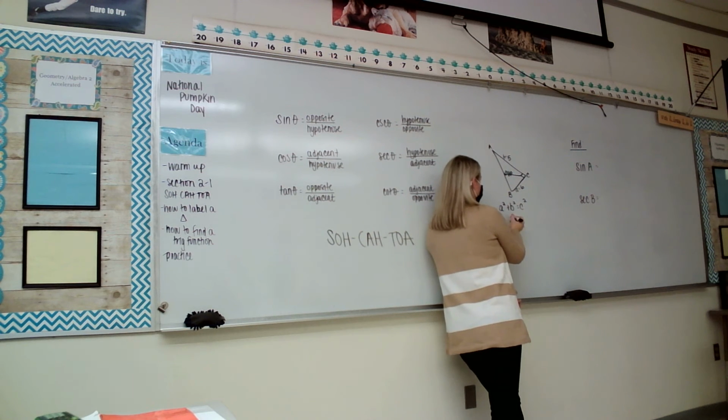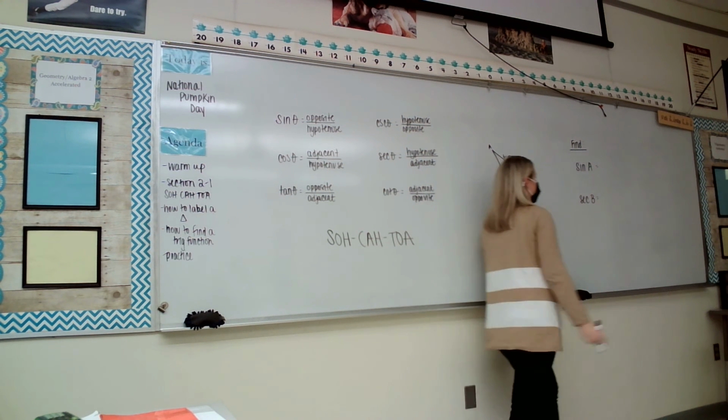I'll put those right here. That's going to equal 61, and then I take the square root. So C is just going to be the square root of 61 because I can't break that down. All right, so that's not too terrible.